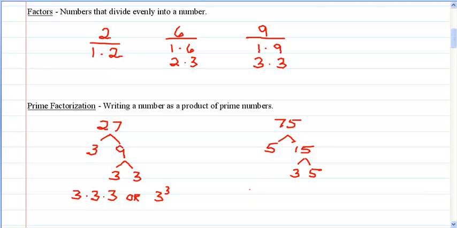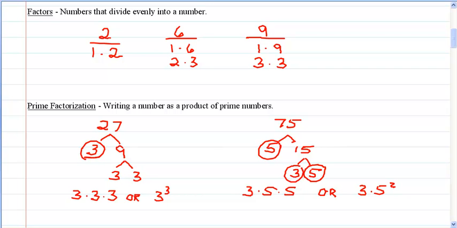So when I write the prime factorization, I write the numbers in order from smallest to highest. 3 times 5 times 5, or 3 times 5 squared. So I'm only looking at the prime numbers when I'm writing the prime factorization. So I only took the 2 5's and the 3, and when we did 27, I only took the 3's because they're the prime numbers that multiply together to give us 27.